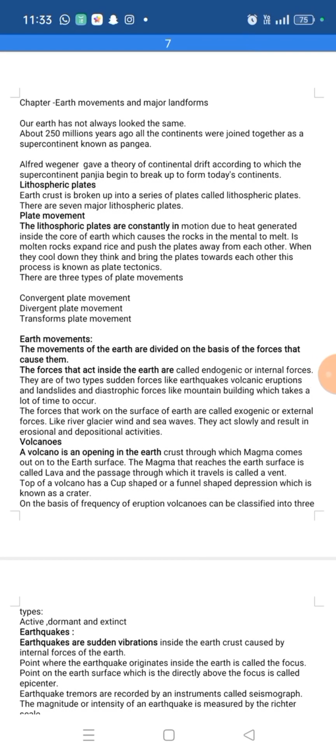Good afternoon, everyone. So, chapters 1 and 2 of geography we have already revised. Today, we are going to revise chapter 3 of geography: earth movements and major landforms.